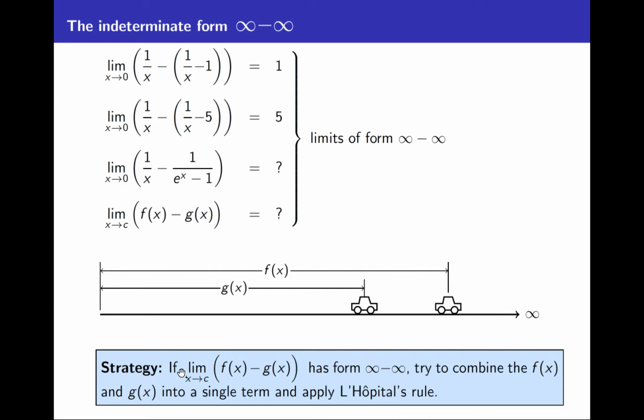The strategy is, if the limit as x goes to c of f of x minus g of x has the form infinity minus infinity, try to combine the f and g into a single term and apply L'Hopital's rule. For example, if f and g are fractions, try combining those two fractions into a single fraction, and you'll get something to which you can apply L'Hopital's rule. Let's look at some examples.